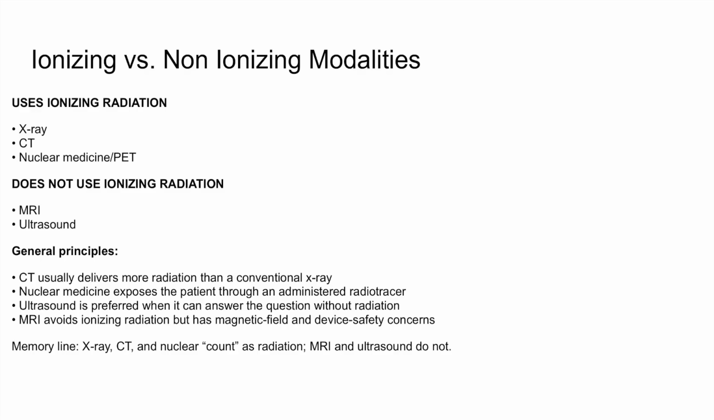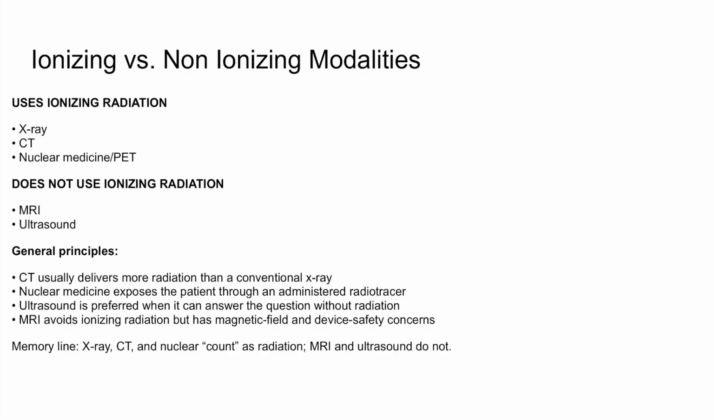CT generally exposes the patient to more radiation than a single conventional radiograph because it collects numerous projections to construct a cross-sectional image. Avoiding ionizing radiation is particularly important in children and in pregnancy when an alternative can answer the question, although necessary imaging should not be withheld when its benefits outweigh the risk.